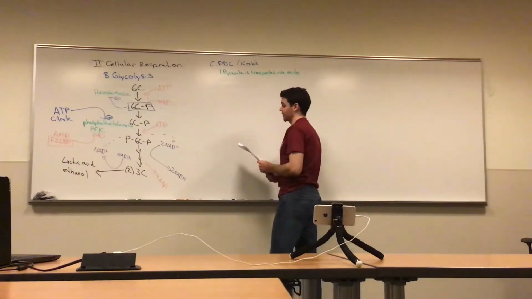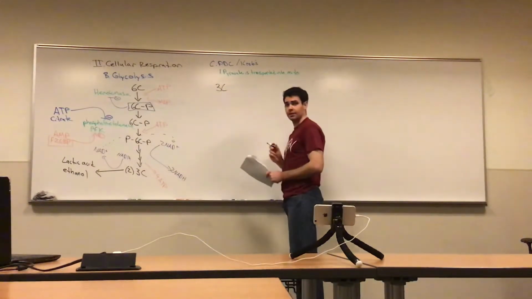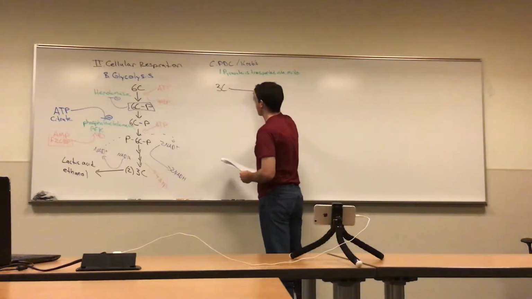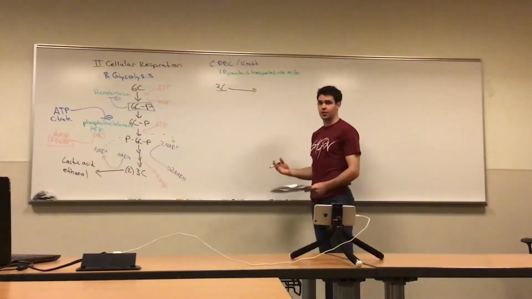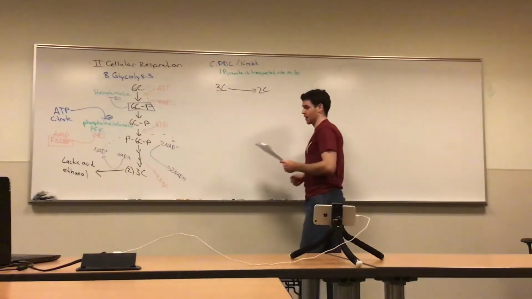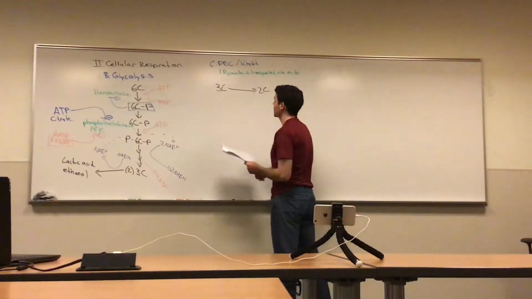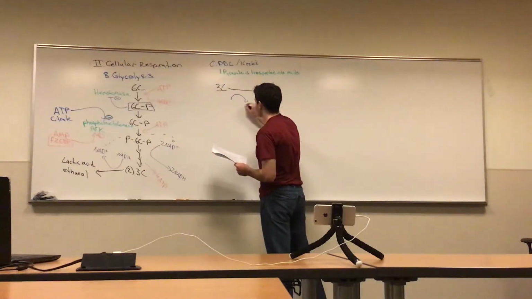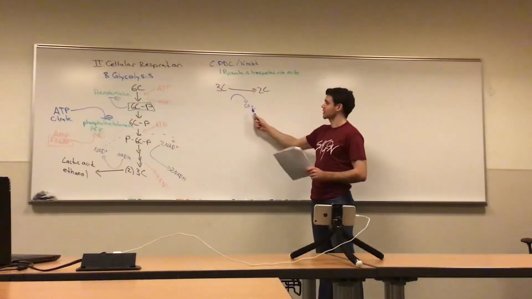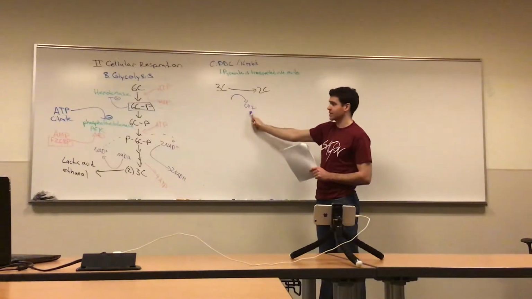So then we have our 3-carbon pyruvate, and we decarboxylate. When we decarboxylate, we end up with a 2-carbon thing, because we've lost a carbon in the form of CO2. Remember, this is a completely oxidized carbon. So we've totally oxidized this carbon.